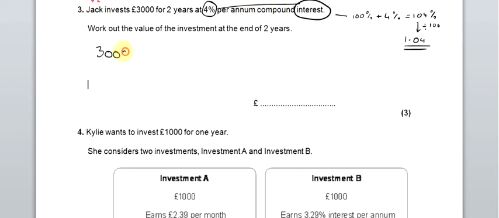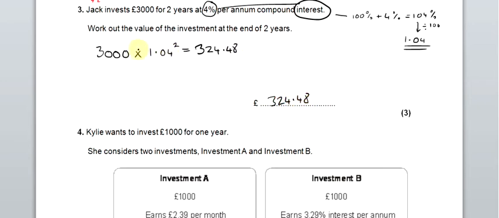Now we take our money, £3,000, and we multiply it by 1.04, and that increases it by 4%. But we want to do that for 2 years running, so we put a power 2 on it. And then we put that into the calculator. So 3,000 times 1.04, and there is a button that lets you type in powers, so that you could use the squared one here, and for that you'll get £324.48.